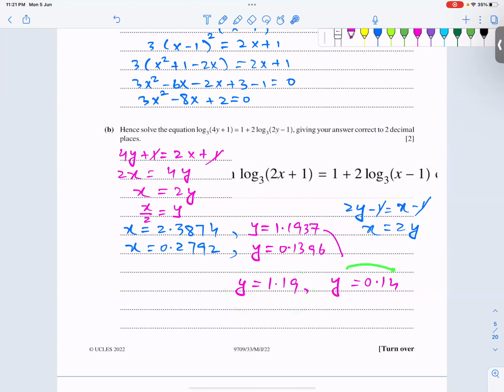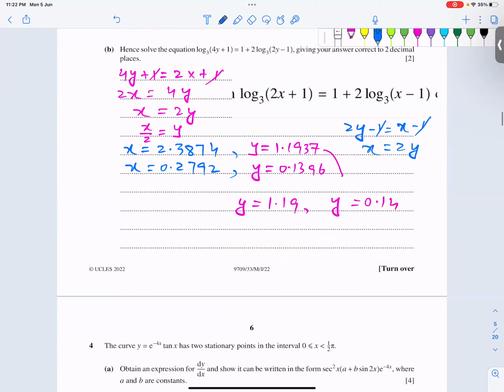But when you try 0.14 in the first expression, this will be true, because inside the log this will be a positive value for 0.14. But when you try 0.14 on the right part, this will be 0.28 minus 1, so this will be some negative value. And log of a negative value is not defined. So the only answer which we will have for this part is y is equal to 1.19 only. Okay.